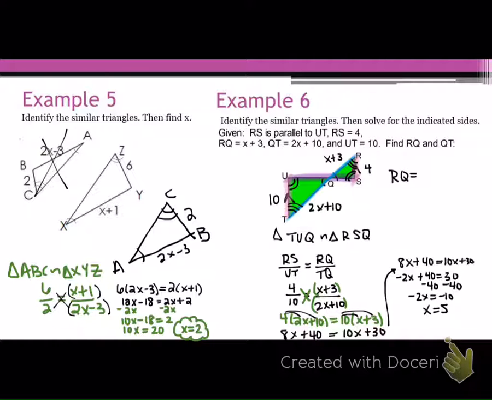Substitute 5 in. So RQ is x plus 3. 5 plus 3 is 8. QT is 2x plus 10, and we'll substitute 5 in there. So that is 10 plus 10, which is 20.